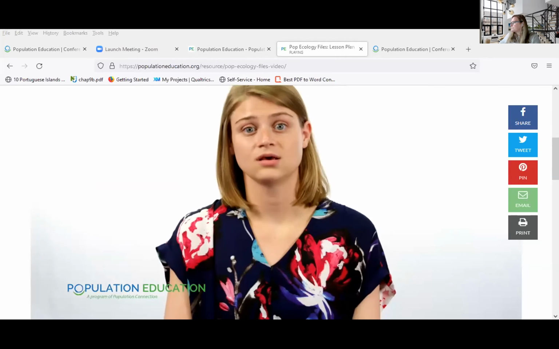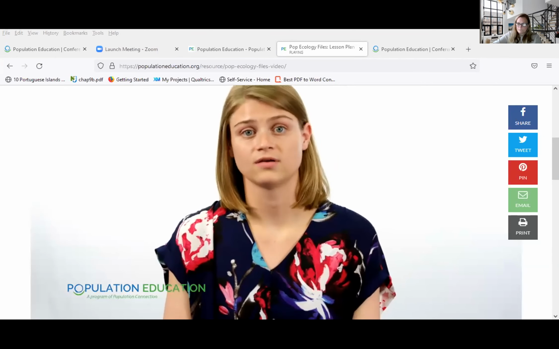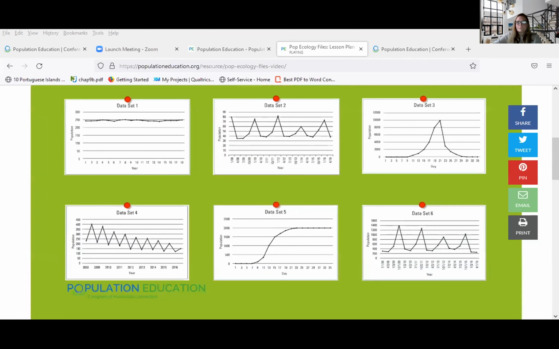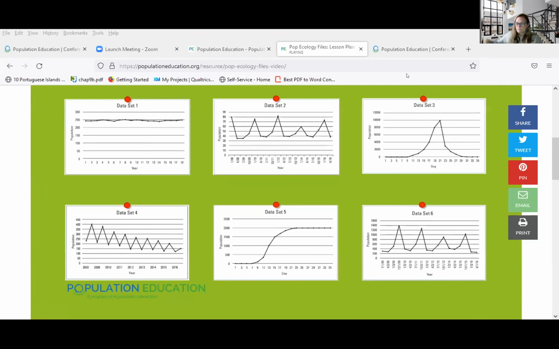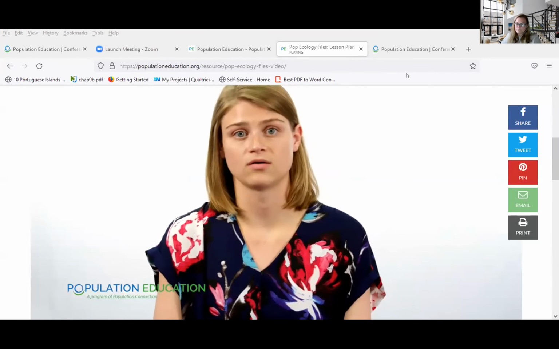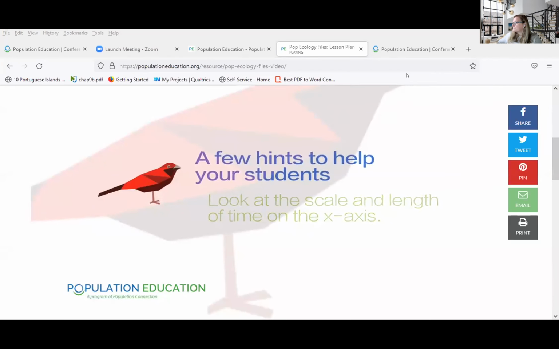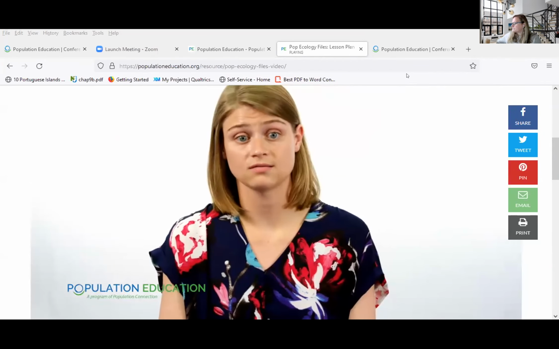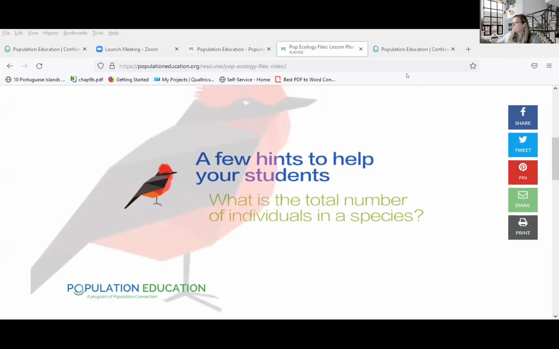Once all the graphing is complete, students will need to decide which species matches with each data set and graph using their evidence. They can do a gallery walk to make sure they get a chance to see every single data set graphed before making their decisions. If anyone is stuck, here's a few hints that could help them out. One is looking at the scale and the length of time on the x-axis. Is it measured in years, hours, days? Another thing that could help is the total number of individuals in a species.